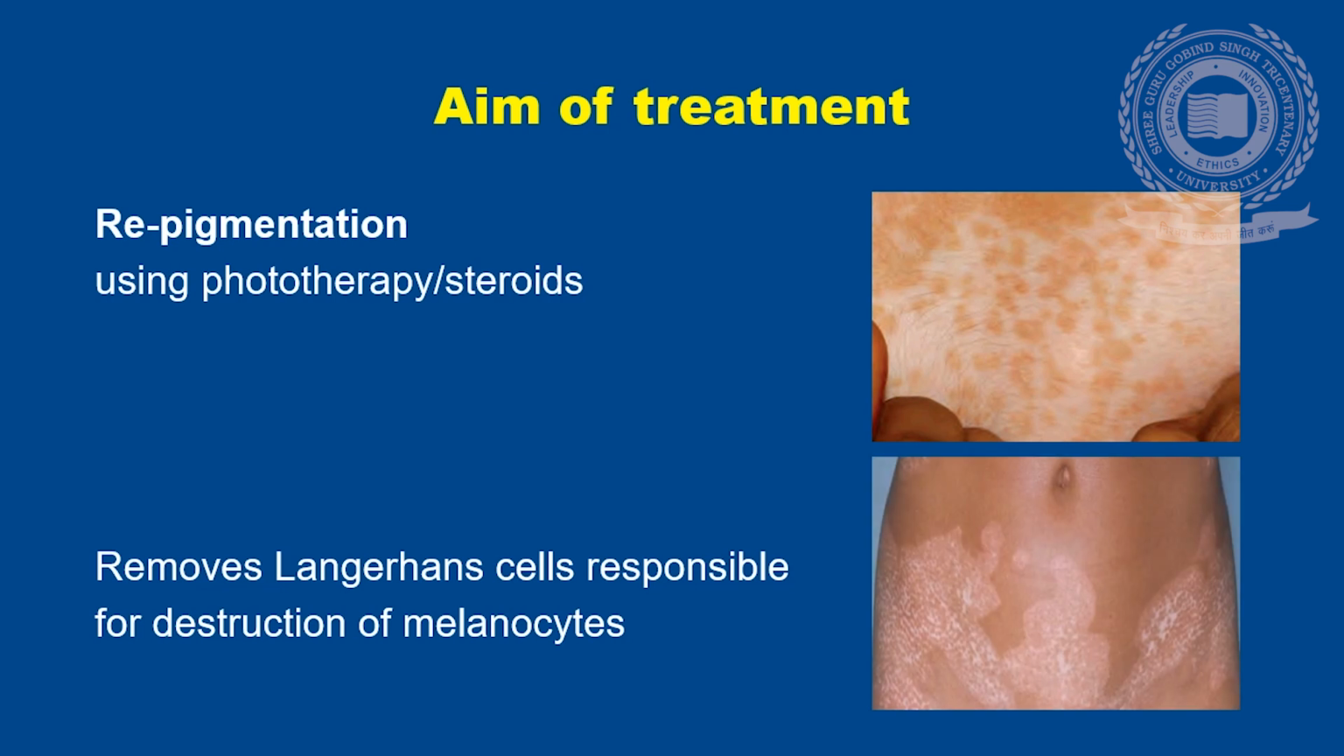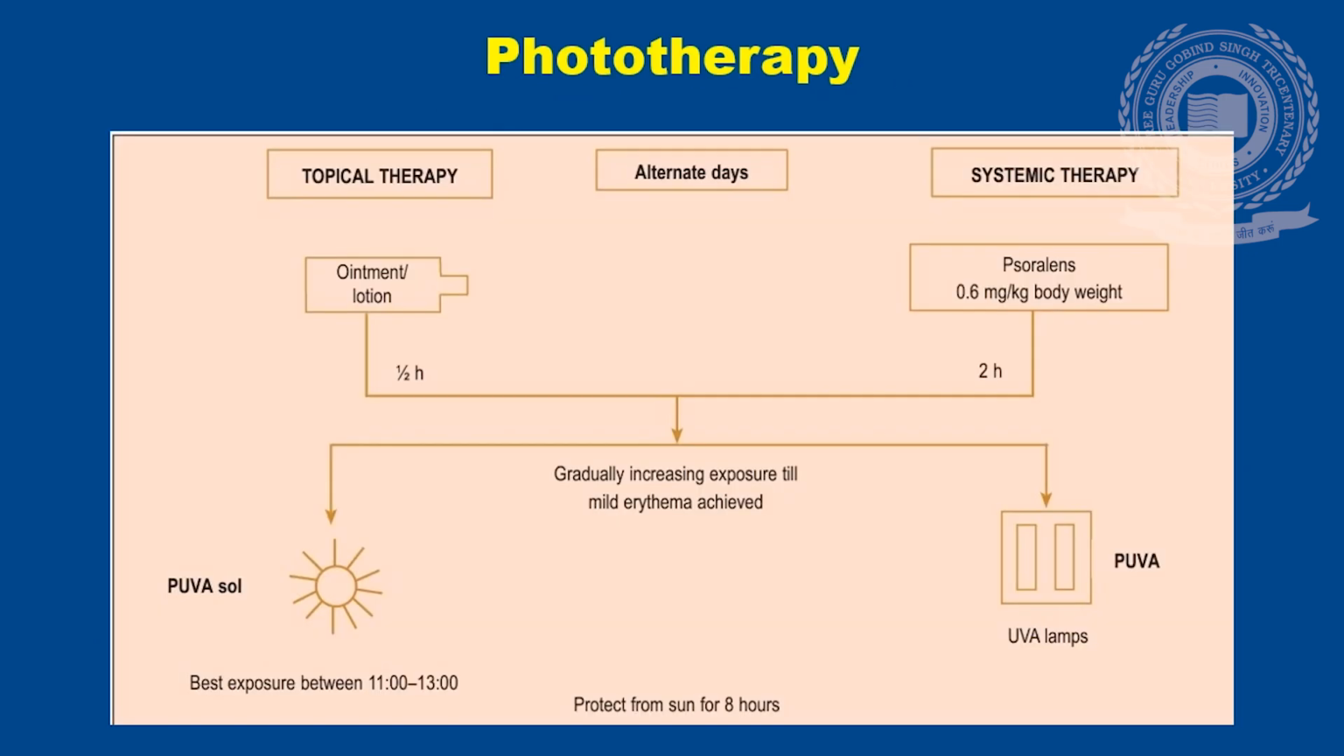Another picture showing the depigmented macules over the lower abdomen and the inguinal region with various areas of repigmentation within the depigmented macules. A few points about phototherapy in vitiligo. The phototherapy can be a topical therapy or it can be a systemic therapy, but both are given on alternate days. In topical therapy, there's an ointment or a lotion which is applied to the depigmented macules of vitiligo, following which a half an hour gap is given before which the patient is exposed to sunlight.